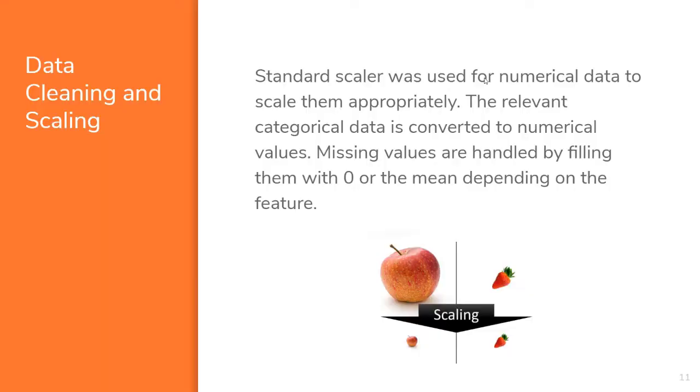So let's move on to data cleaning and scaling. A standard scaling was used for numerical data to scale them appropriately, which is incredibly important for k-nearest neighbor especially. The missing values were handled by filling them with 0 or the mean depending on the feature.